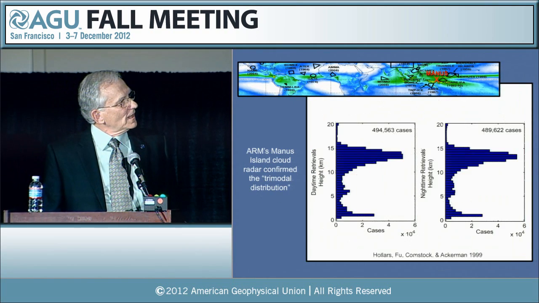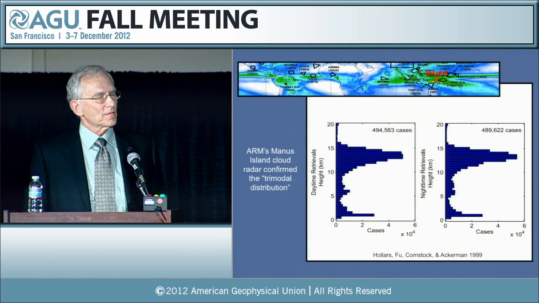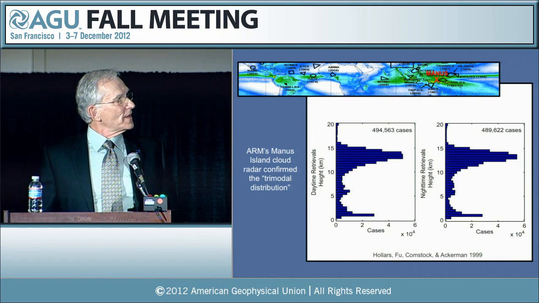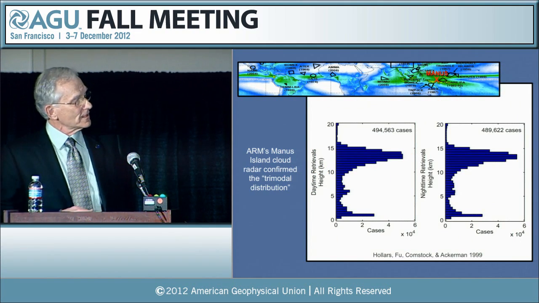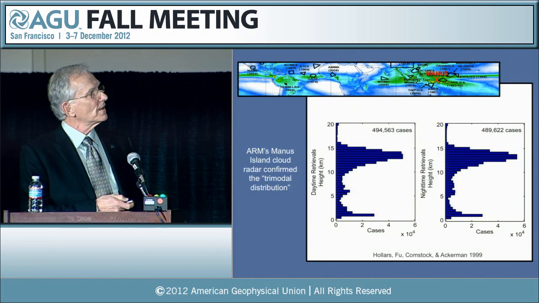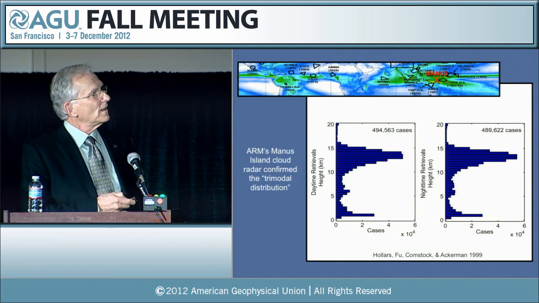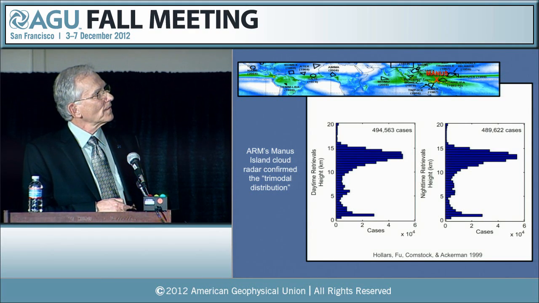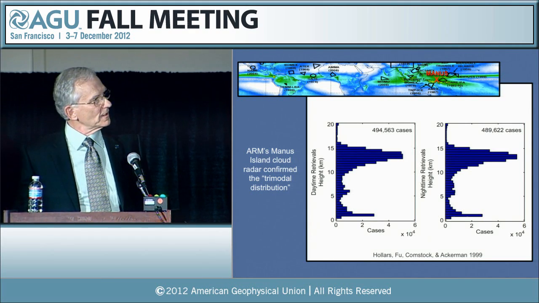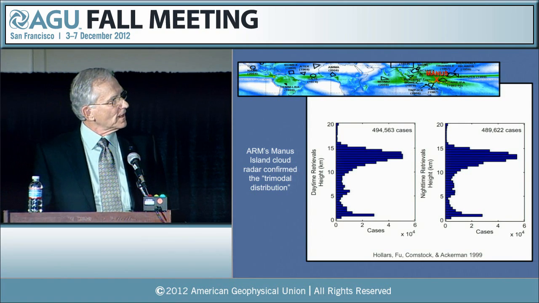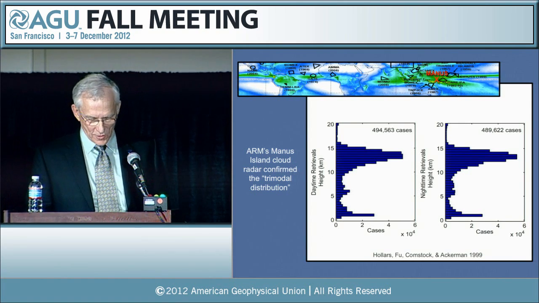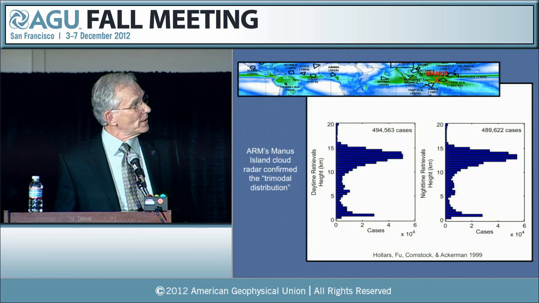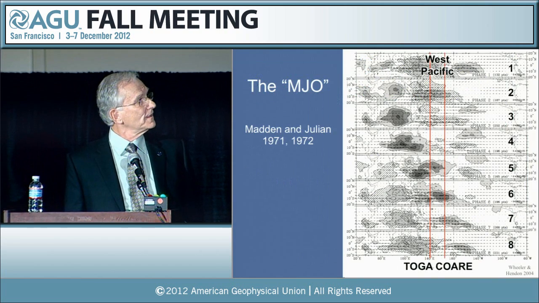It was confirmed by ARM radar observations at Manus, which was actually located close to where TOGA COARE was held. The same location, similar location. And you can see from that there's a mode in the middle there that corresponds to the middle-sized cloud. So this trimodal distribution was one thing that came out of TOGA COARE.